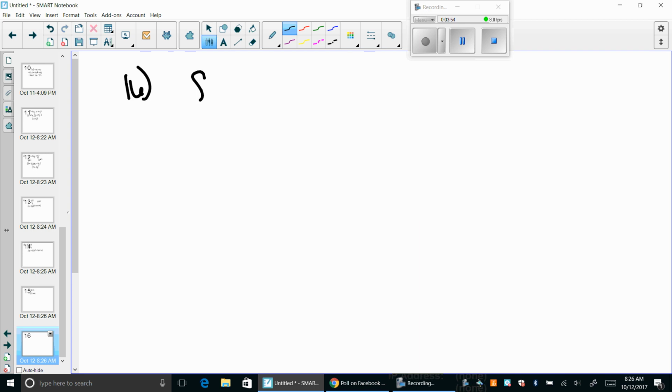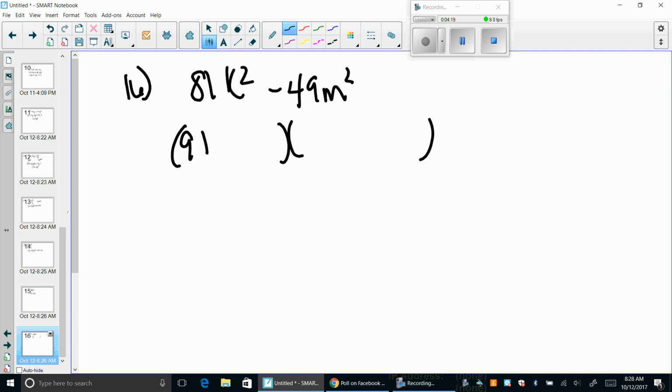Number 16, 81k squared minus 49m squared. This is a difference of squares. You see the minus here? That means it's the difference. And 81k squared is a square number, and so is 49m squared. So I put a 9k here and 9k here. This would be 7m and 7m, and one gets a plus and one gets a minus. So my answer for 16 is 9k plus 7m and 9k minus 7m, which is A.